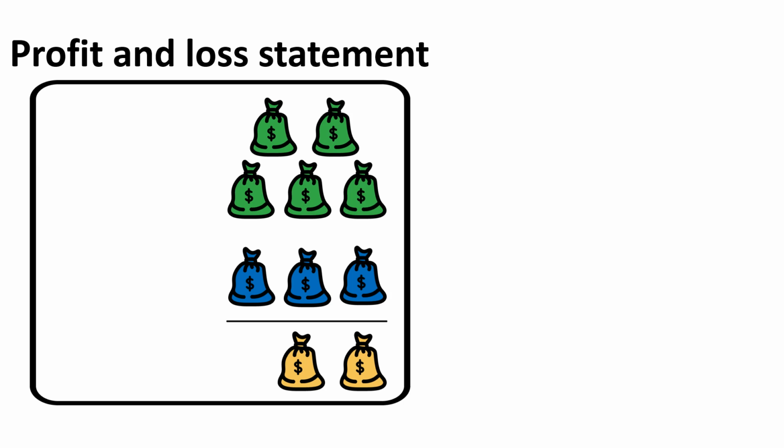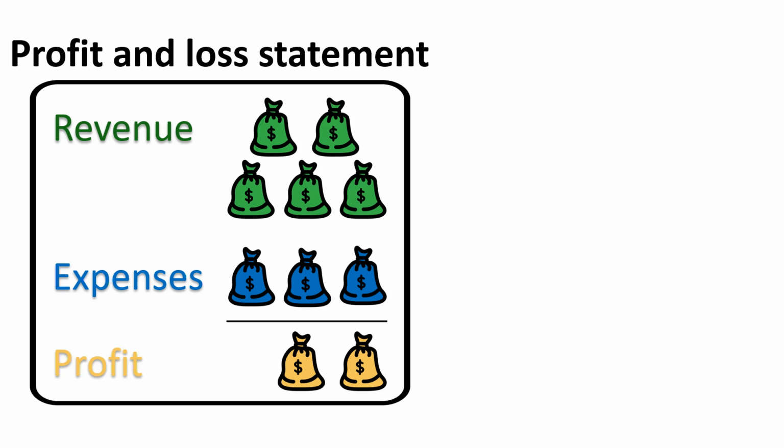The business has 5 bags of money from sales of boxes in green. This is called revenue. The business has spent 3 bags of money in blue to their suppliers. These are called expenses. The business has 2 bags of money left. They've made a profit of 2 bags of money. The profit is yellow because green minus blue equals yellow.